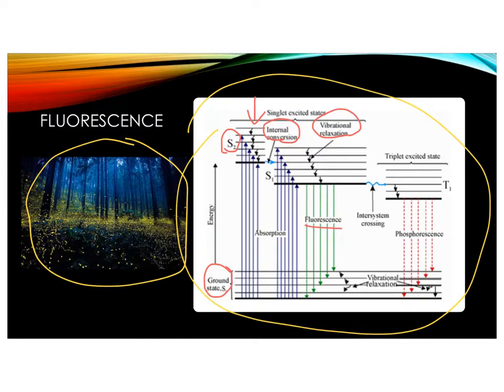If it doesn't fluoresce, it could go from the excited S1 phase to the excited triplet phase. This is known as intersystem crossing. Again, vibrational relaxation to the lowest level of the excited triplet state, and then give off light or emit, known as phosphorescence. You may have seen this before with glow-in-the-dark toys, and those are phosphorescing.